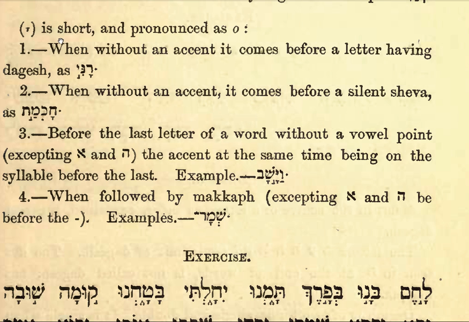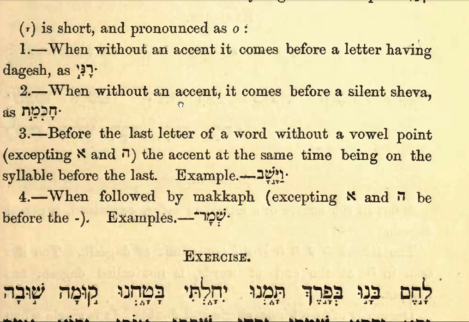This little vowel is short and pronounced as o, when without an accent it comes in front of a letter that has a dagesh. So here we have ronni. It's o, ronni. It hasn't got the accent on the ni, and there is a dagesh here, ronni.